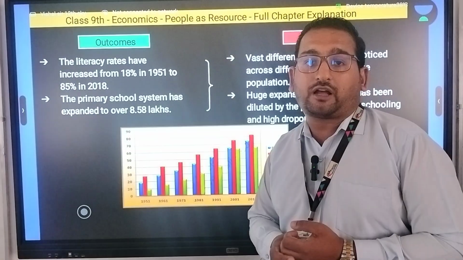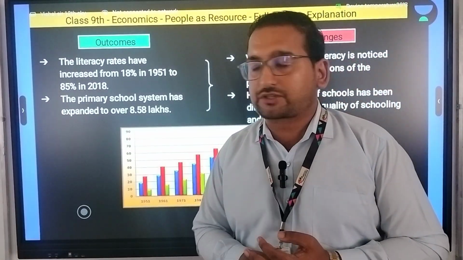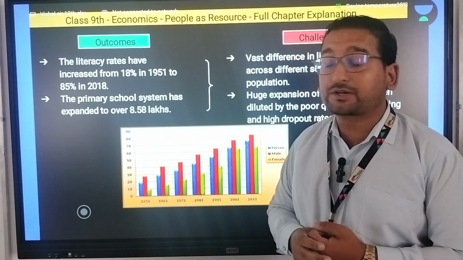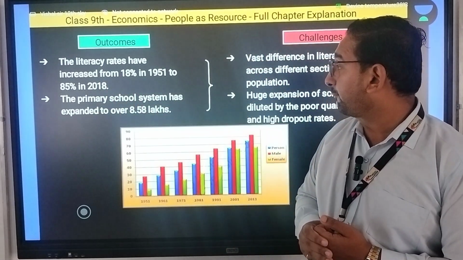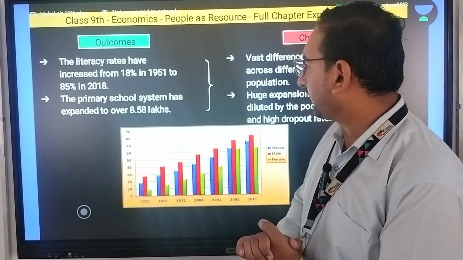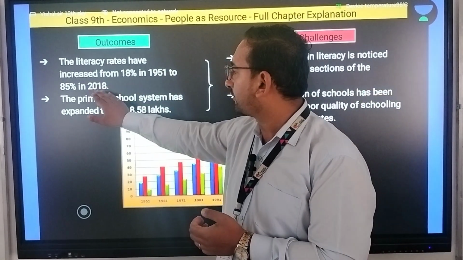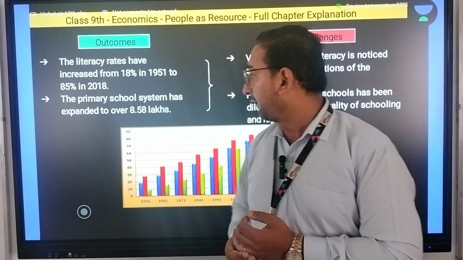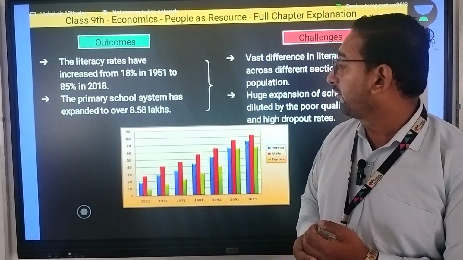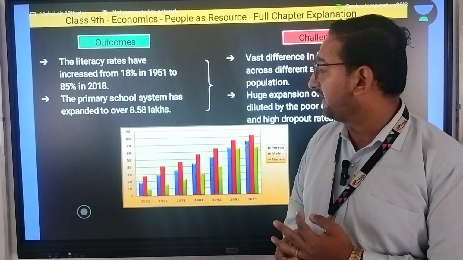So what we got after investment in education, we got literacy rate that increased from 18% in 1951, that was too low at that time. It increased in 2018 to 85%. Next, the primary school system has expanded to over 8.58 lakhs.